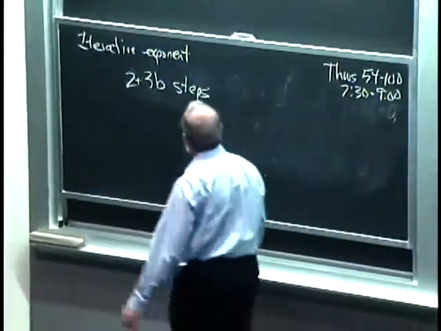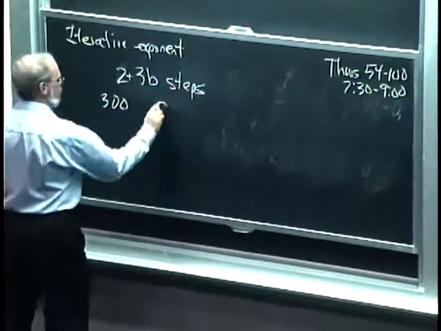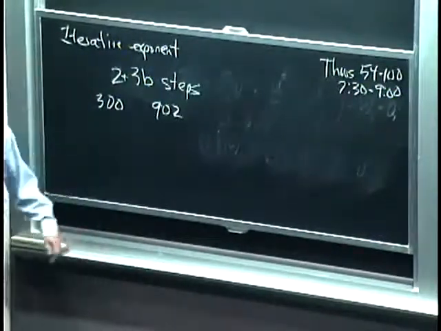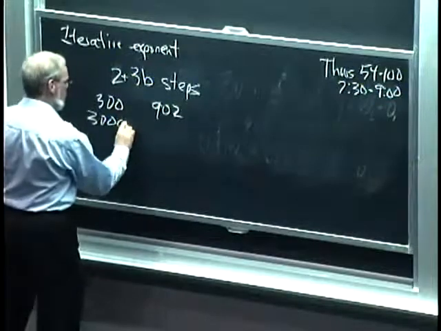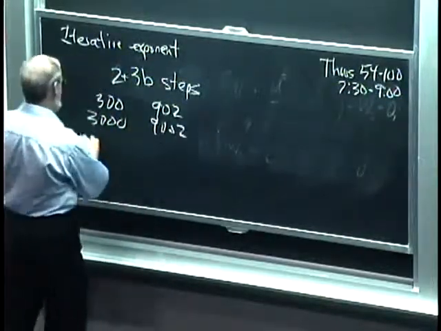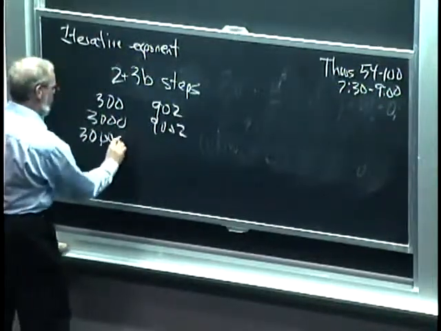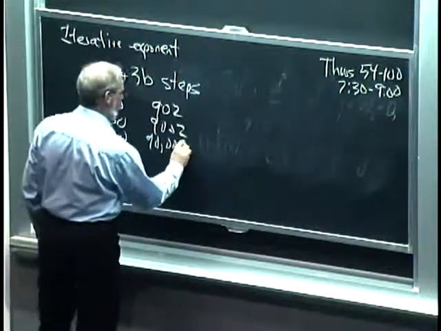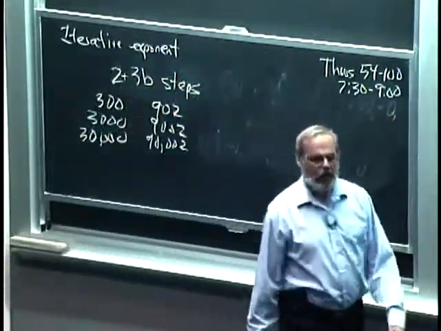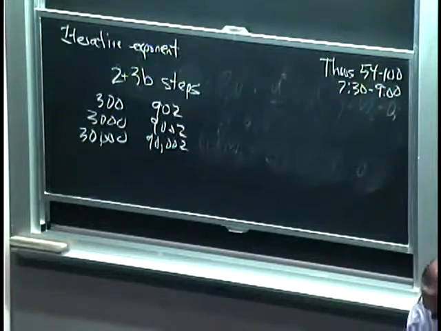Okay, so if b is 300, it takes 902 steps. If b is 3,000, it takes 9,002 steps. If b is 30,000, you get the point, it takes 90,002 steps. Okay, so the point here is, first of all, I can count these things.